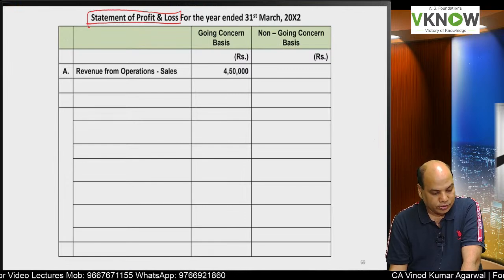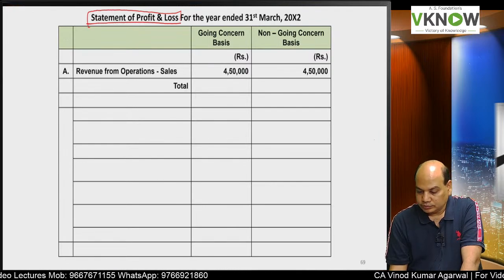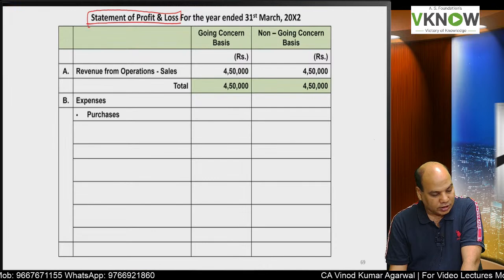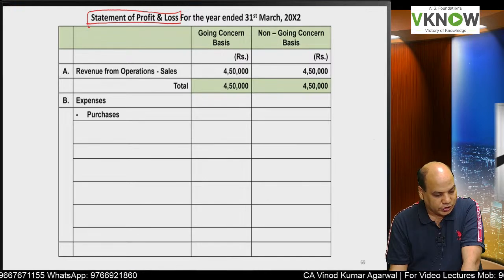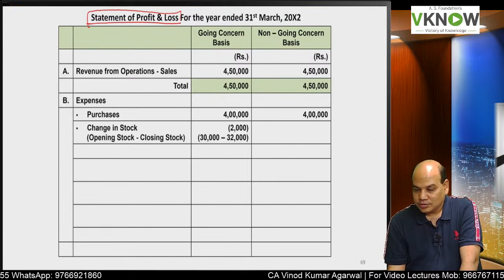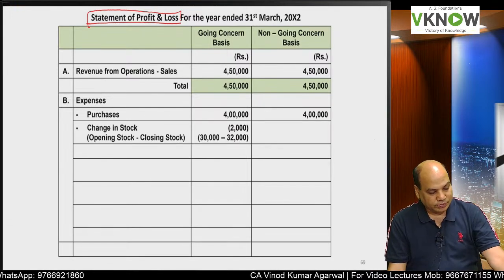Adjustment 4,50,000. Total is 4,50,000, right? Point number B, expenses. Under that, first point, purchase. Adjustment number B, 4 lakh. Change in the stock. Wait.